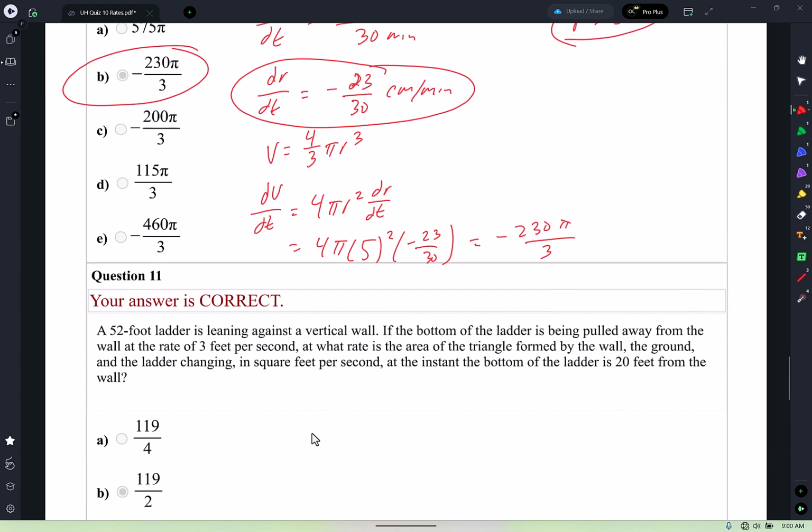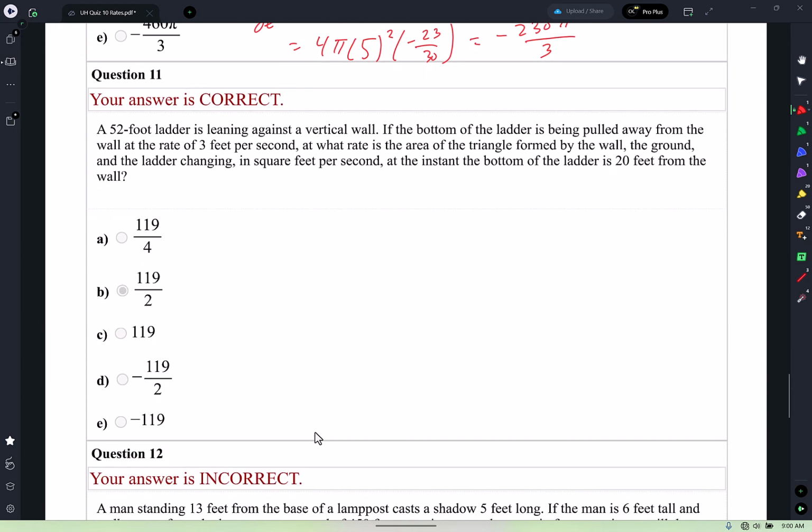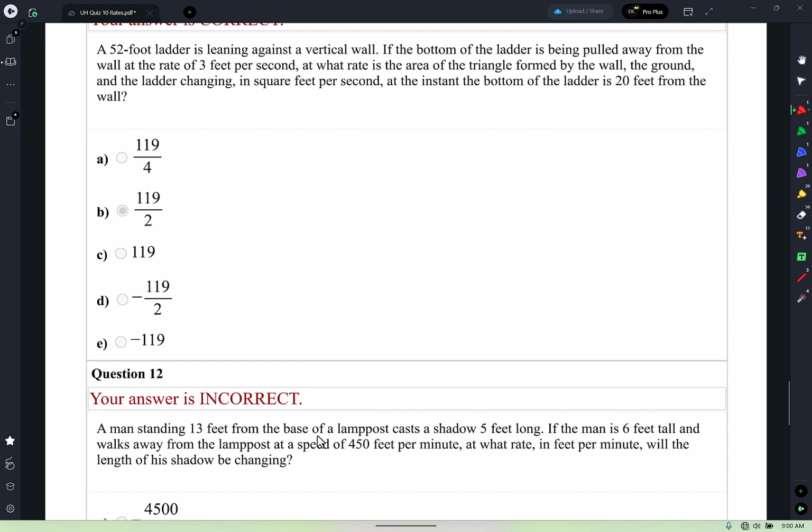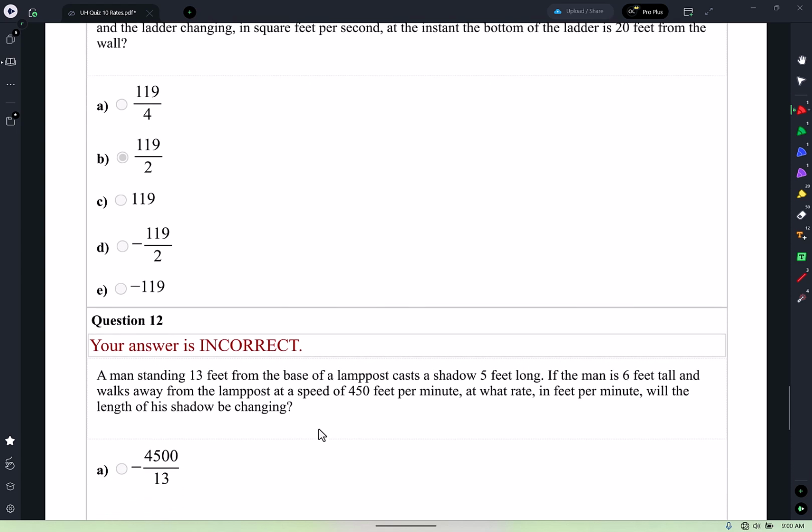Are we doing okay, guys? Or do you guys want me to stop? Or do you guys want me to continue and do the last two? Do the last two? Okay.